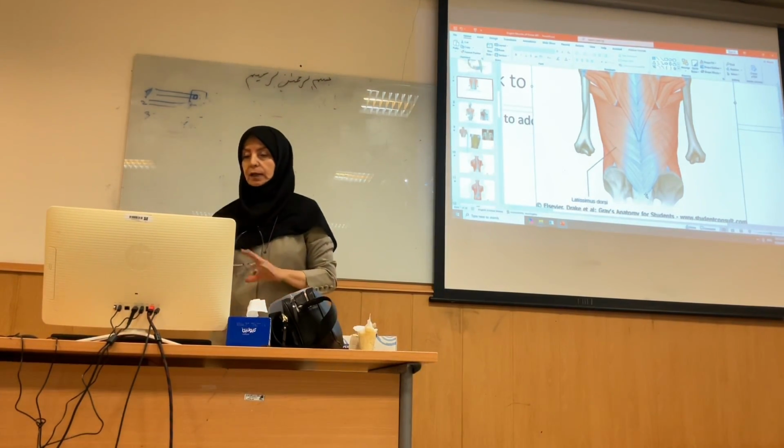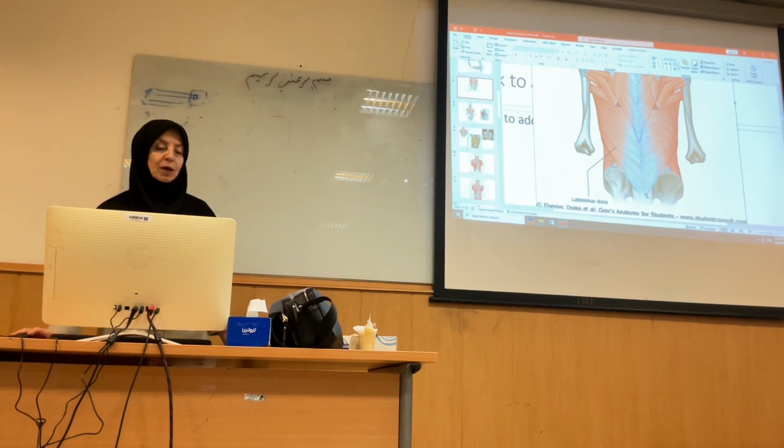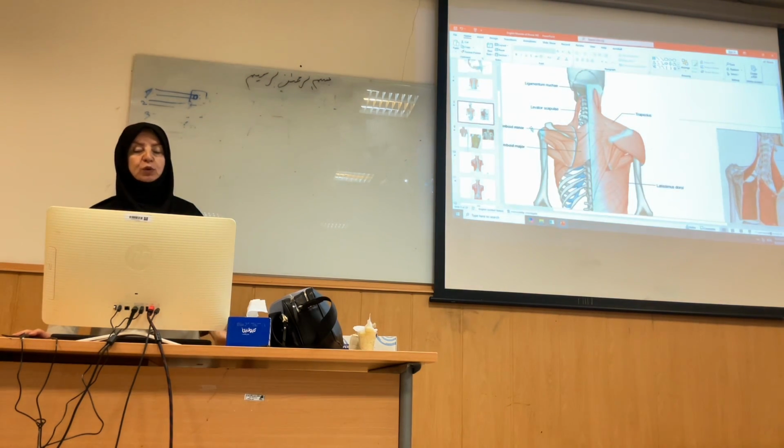Now we remove these two muscles, trapezius and latissimus dorsi, to be able to show you other muscles in the back. If I remove the trapezius, I will be able to introduce to you three muscles: levator scapula, rhomboid minor, rhomboid major.